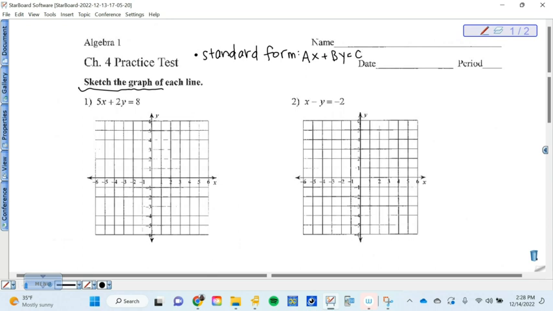Perfect. What about another one? What's another form of equations we learned? Point slope. What is the point slope equation? y minus y1 equals m times x minus x1. And last one? Yeah, slope intercept. What is slope intercept? Good.